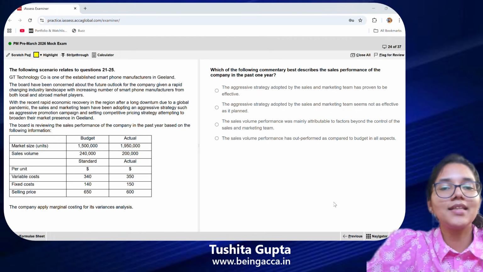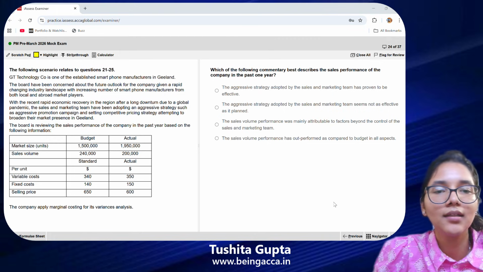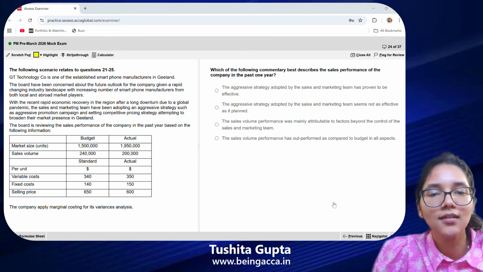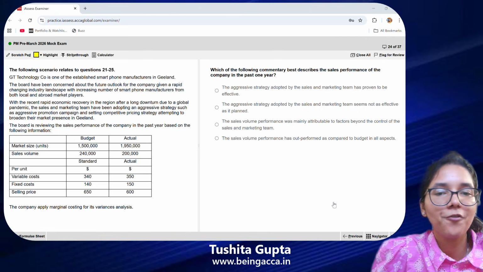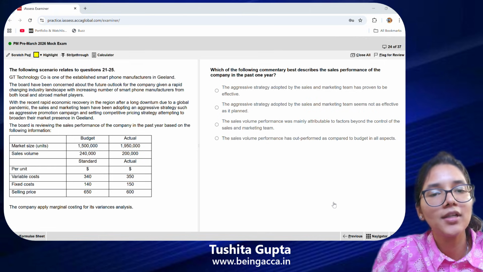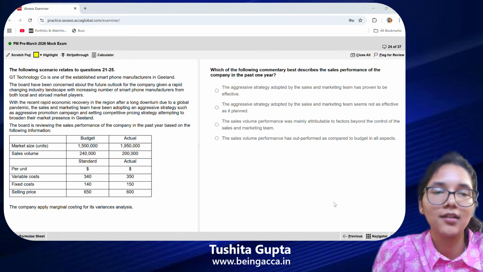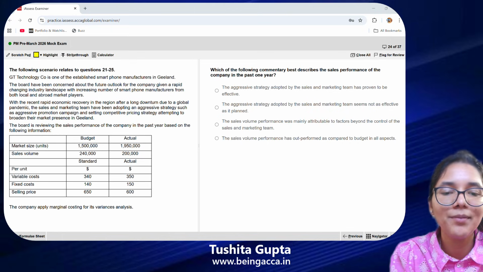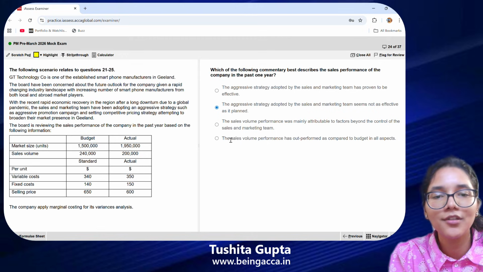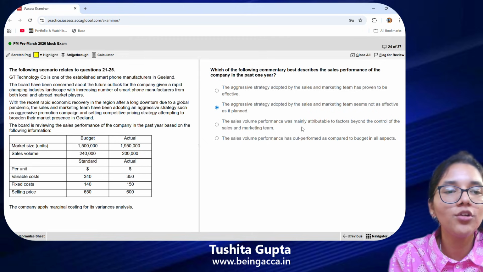First statement says that the aggressive strategy of sales and marketing team has become effective. Do you think this can be our answer? No, ma'am. No, because the performance has been bad. Aggressive policy adapted is not effective. This is what has happened. This can be my answer, but to be sure, I will check the other options also. Sales volume performance was mainly attributable to factors beyond the control of sales and marketing team.